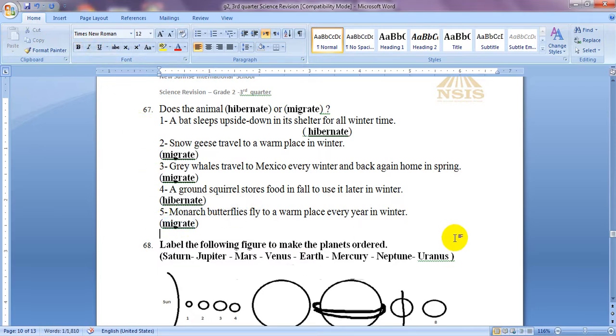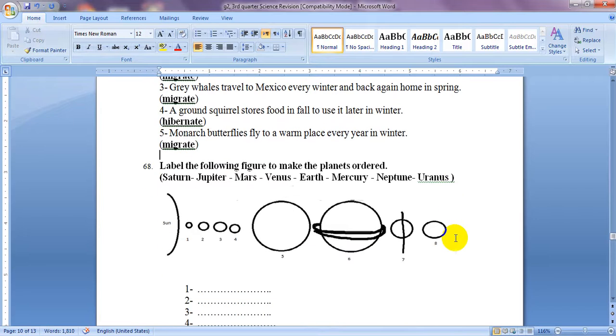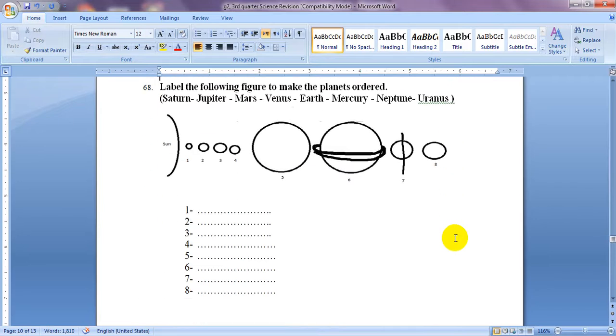The next question, number 68. Here you have a figure for the solar system. You have the sun and the 8 planets that move or turn around it. We need to label the names of these planets in order. As we said, the first planet is called Mercury.